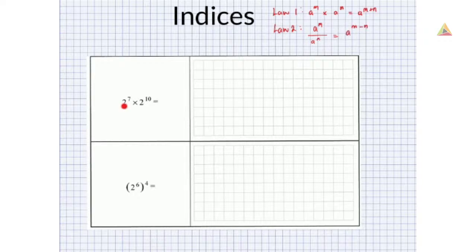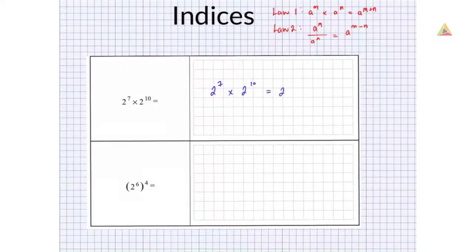So in this case, you have 2 to the power of 7 multiplied by 2 to the power of 10. That's where this law comes into play, and it will work because the base is the same. You have a 2 here and you have a 2 here. So what we can do is add the powers, or add the exponents. So we add 7 plus 10. We'll write the full thing out: 2 to the power of 7 multiplied by 2 to the power of 10 gives us 2 to the power of 17. The reason that worked was because we had the base the same, 2 and 2.